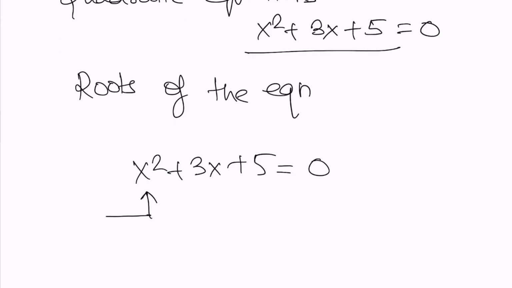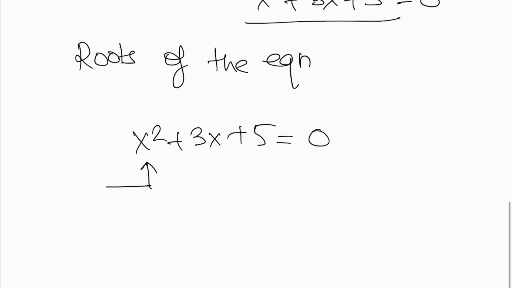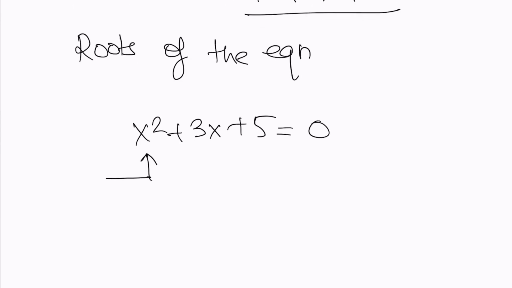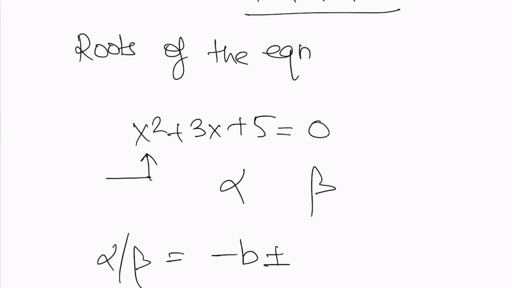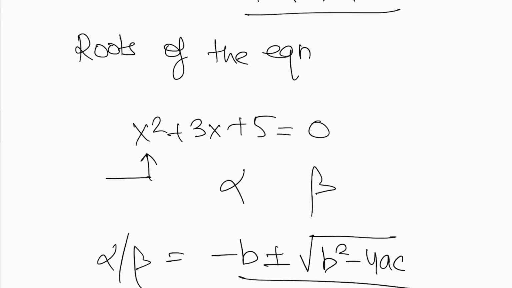So how do we find the root? There is a general formula for this, and if the roots are alpha and beta, these are two Greek letters by which we denote the roots of a quadratic equation. Usually there are two roots. They may also be equal, but there are two roots. So in that case, the roots alpha or beta are minus b plus minus square root of b squared minus 4ac, by 2a. This is the regular formula.